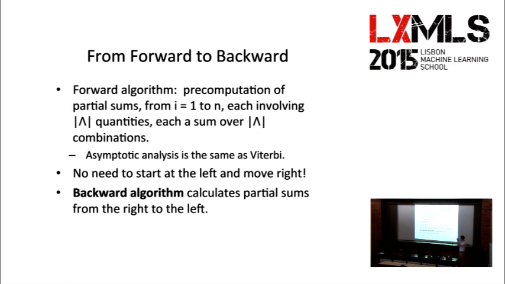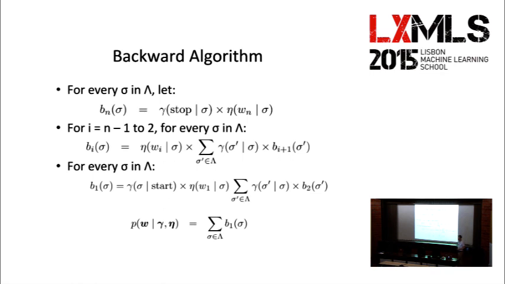You could, instead of starting at the left and moving right, start at the right and move to the left. You'll get the same answer, modulo floating point arithmetic. So the backward algorithm looks very similar. We'll call the backward quantities B. You start at position n, and you calculate the backward quantity for each state as the probability of stopping given that state times the emission of word n from that state. And then you work backwards from n minus 1 down to 2. You have a recurrence that looks very similar.